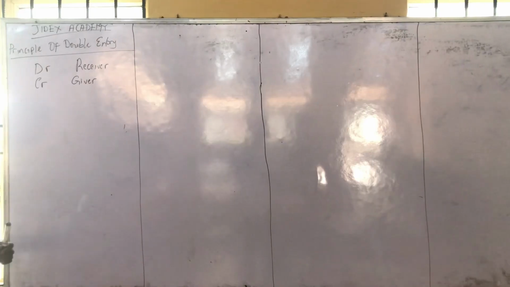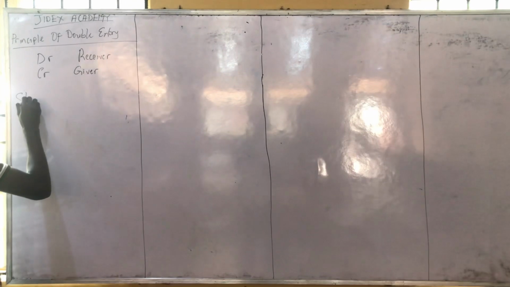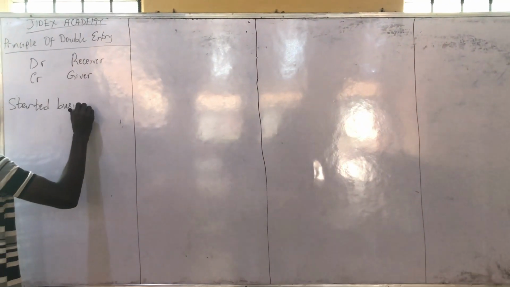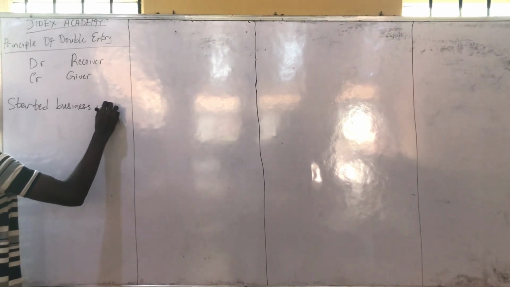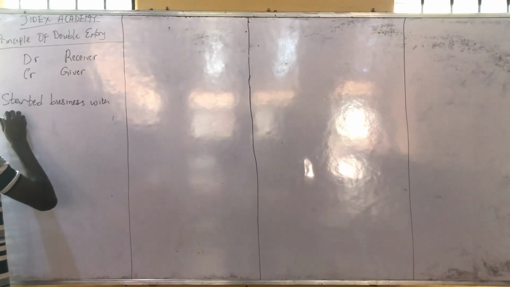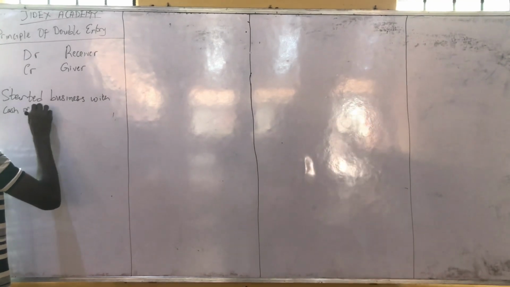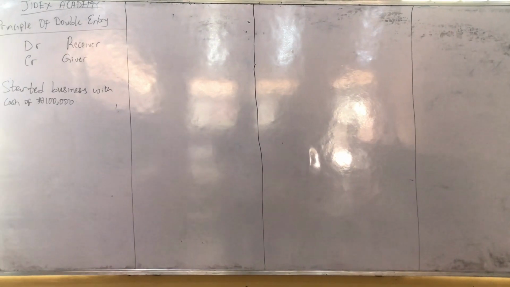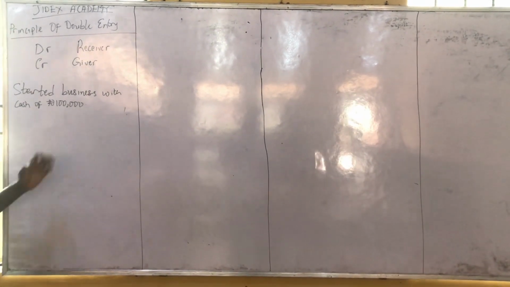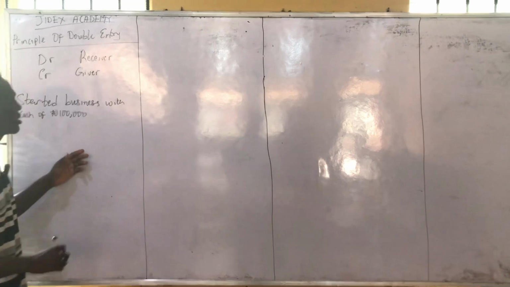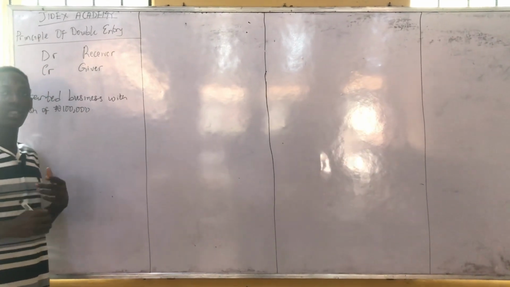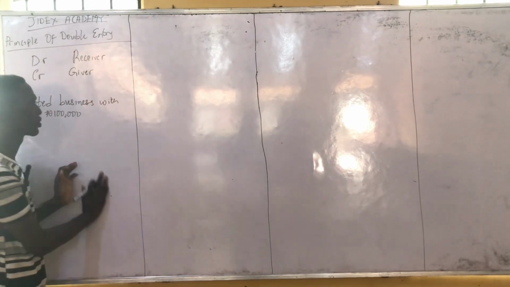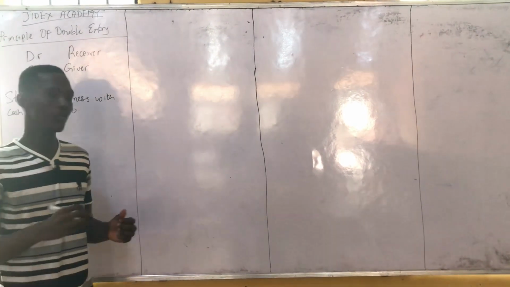Now, when they say debit the receiver, credit the giver, let me give you a transaction. Started business with cash of 100,000 naira. Before this, you need to know the accounting concepts and conventions so that they can also help you in solving questions on the principle of double entry. Now, back to the question.